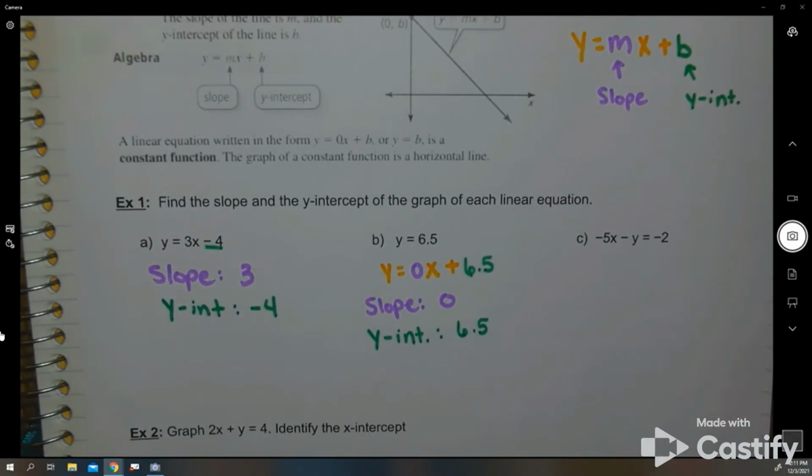So anytime you see an equation, y equals a number, then I know the slope is 0, and I know that the y-intercept is whatever that number is, because I could rewrite it as y equals 0x plus that number.